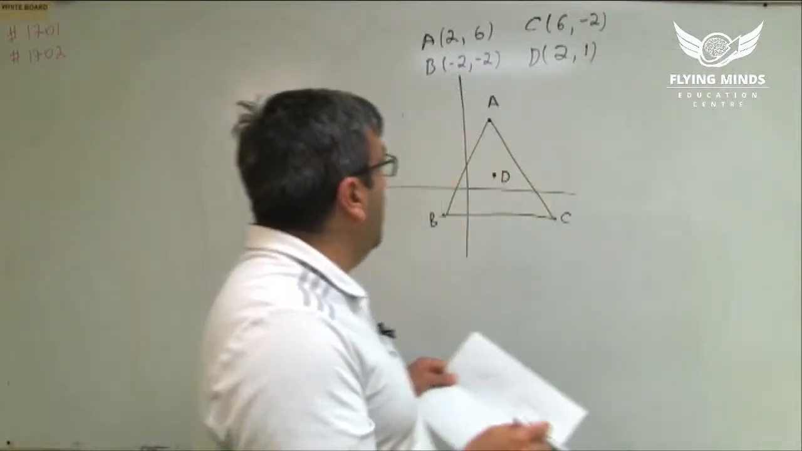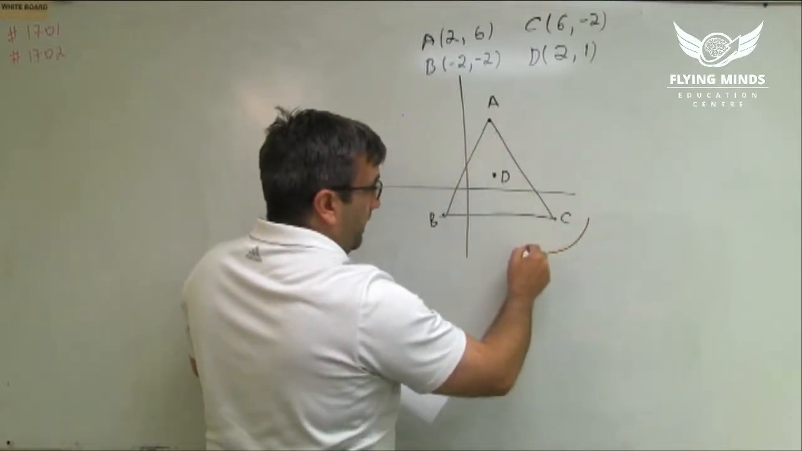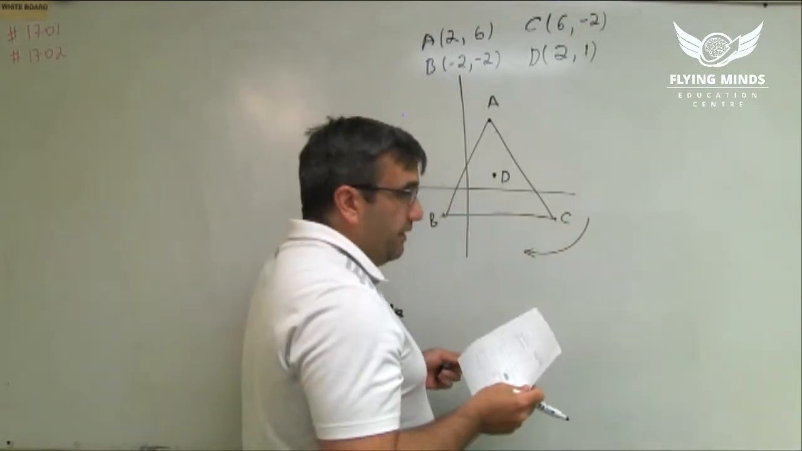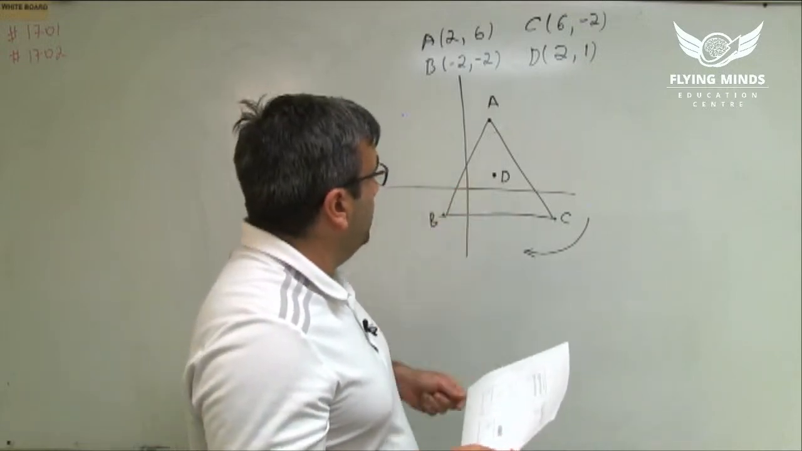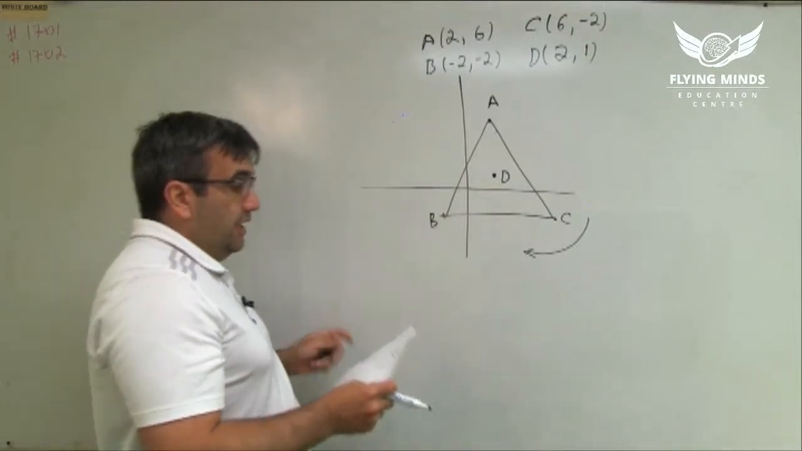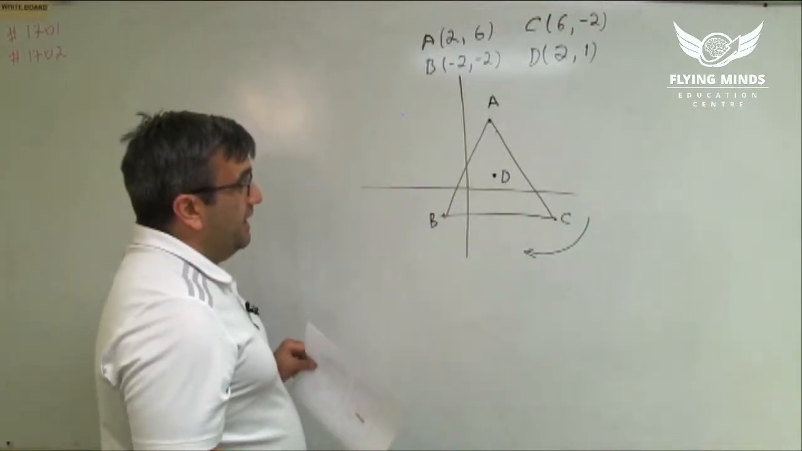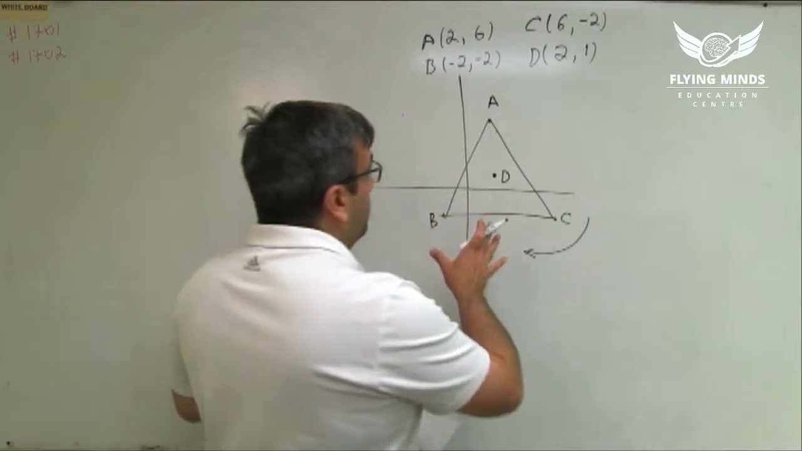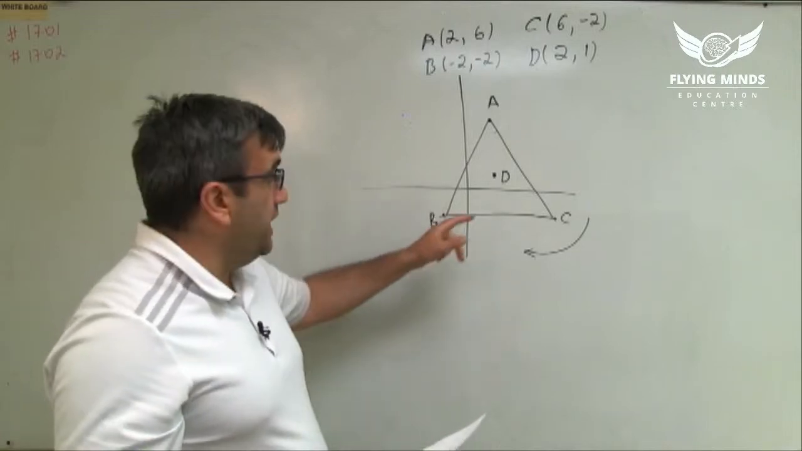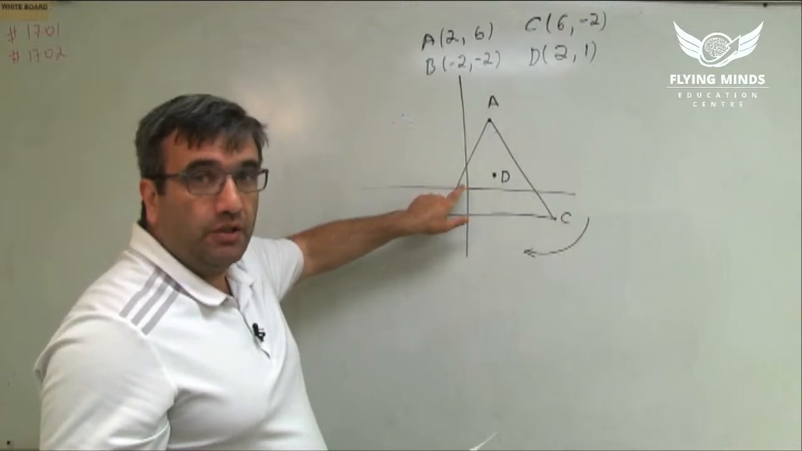So what we need to do is rotate this triangle clockwise this way around point D, 90 degrees clockwise. So what's the challenge here? How to rotate. I know how to rotate points clockwise or counterclockwise around the origin, right?